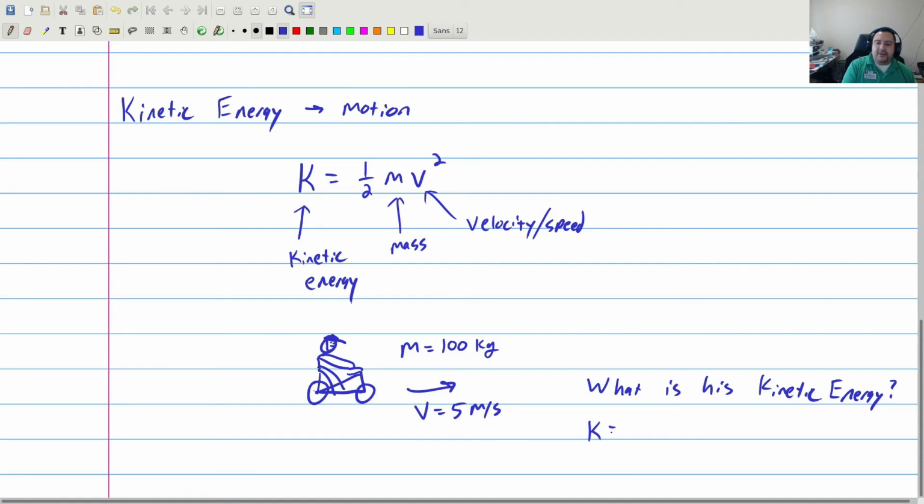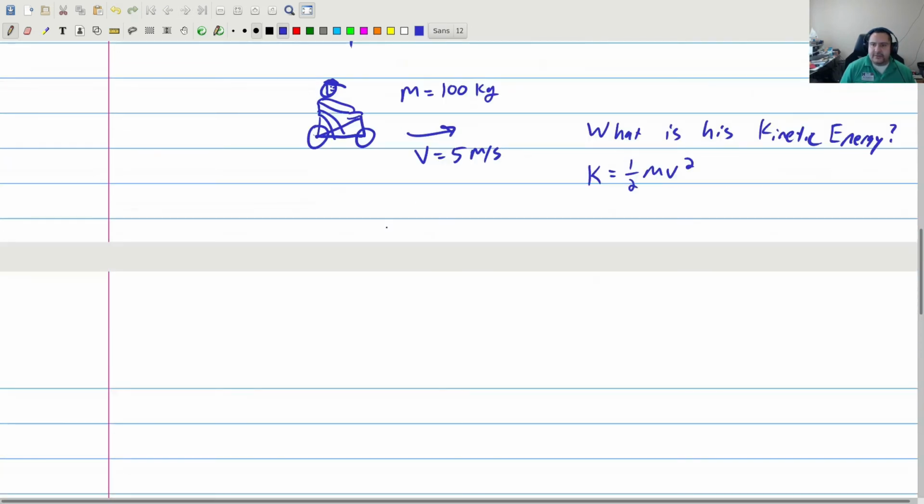Well, K is going to be equal to 1/2 mv squared. So in this case, K is equal to 1/2 times a mass of 100 kilograms times a speed of 5 meters per second squared. Let's see, 5 squared is 25. 25 times 100 is 2,500, and half of that is 1,250. Yeah, 1,250. You'll notice kilogram, meter squared over second squared again, which is a joule.